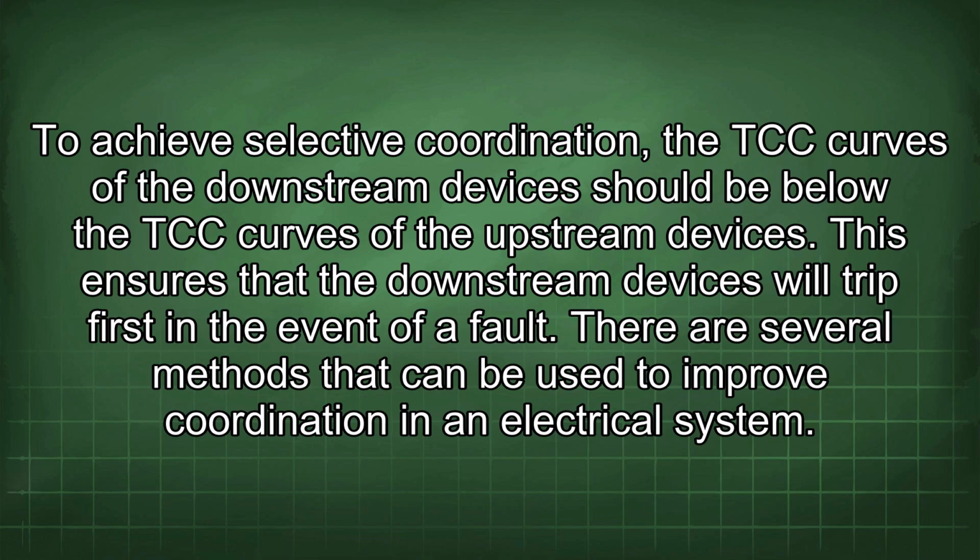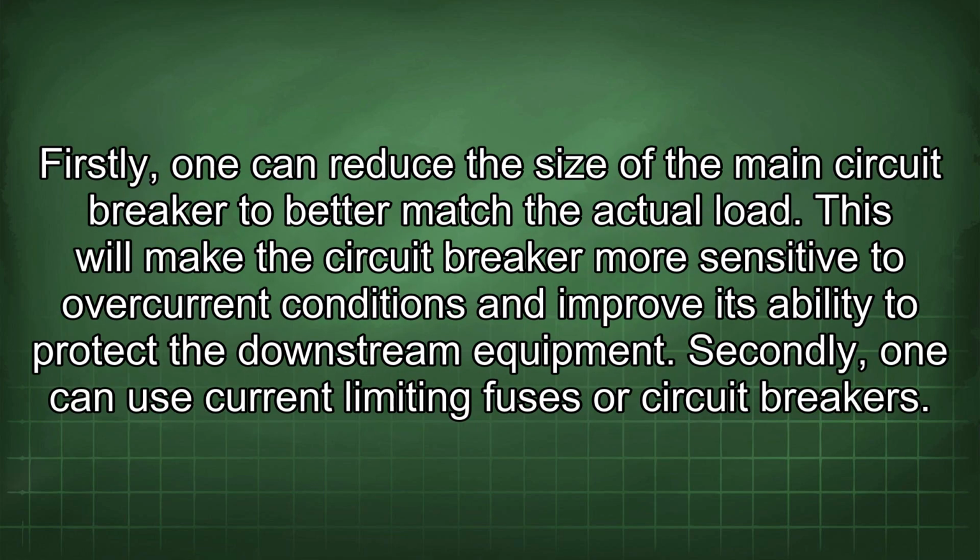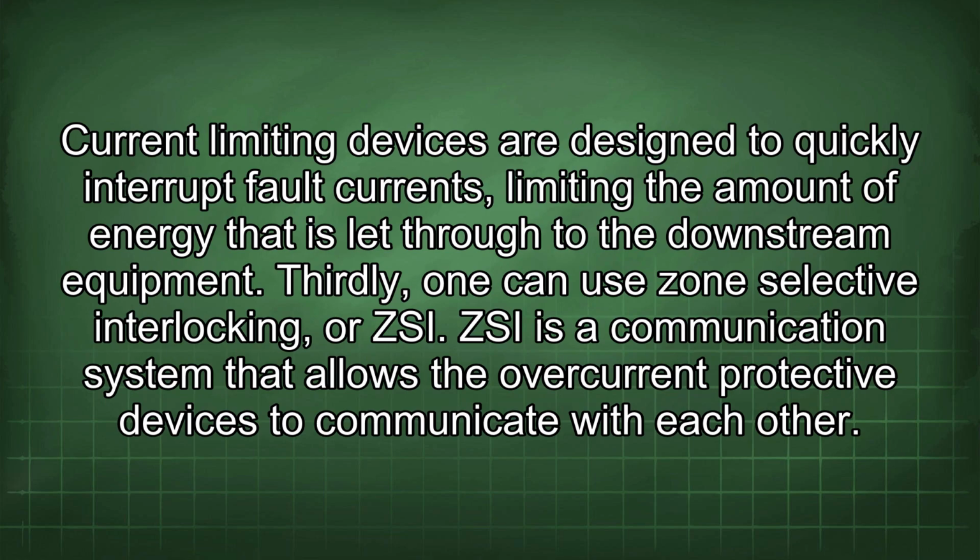There are several methods that can be used to improve coordination in an electrical system. Firstly, one can reduce the size of the main circuit breaker to better match the actual load. This will make the circuit breaker more sensitive to overcurrent conditions and improve its ability to protect the downstream equipment. Secondly, one can use current-limiting fuses or circuit breakers. Current-limiting devices are designed to quickly interrupt fault currents, limiting the amount of energy that is let through to the downstream equipment. Thirdly, one can use zone-selective interlocking, or ZSI.